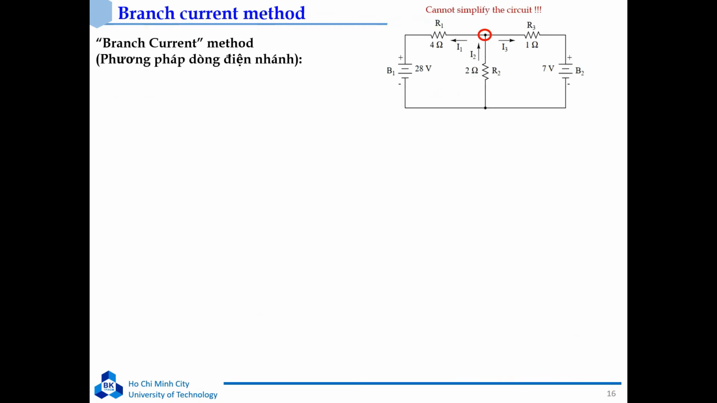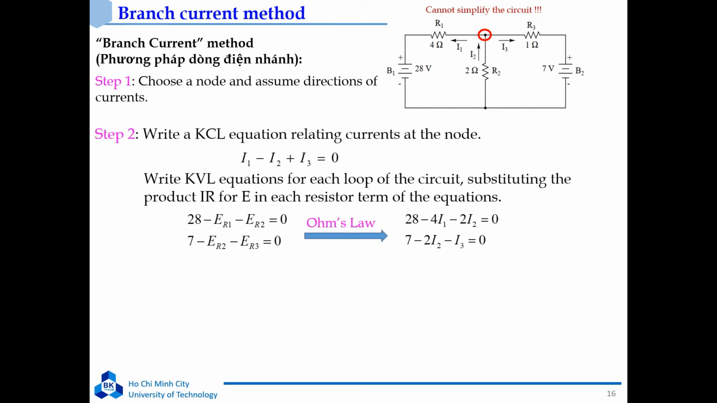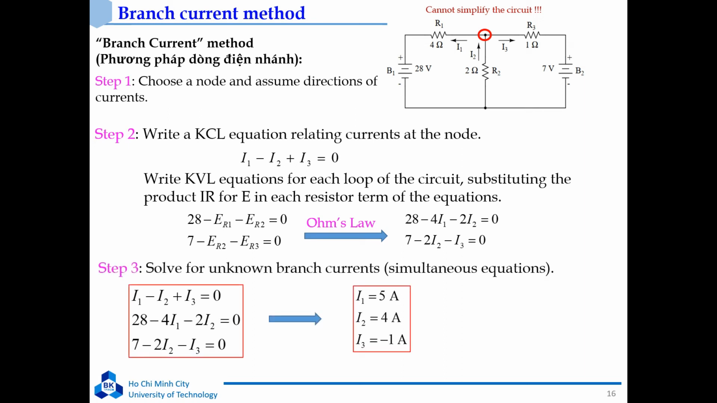However, in many circuits, you cannot simplify the original circuit down to a simple circuit with one equivalent total resistance. In this case, you have to use the branch current method or the mesh current method. Now I will show you how to analyze the circuit using the branch current method. Step 1, you have to choose the node and assume the direction of the current. And step 2, you have to find the relationship between the currents using the Kirchhoff law and Ohm's law. At step 3, you have to solve for the unknown branch currents using the relationships between the currents you found in step 2.